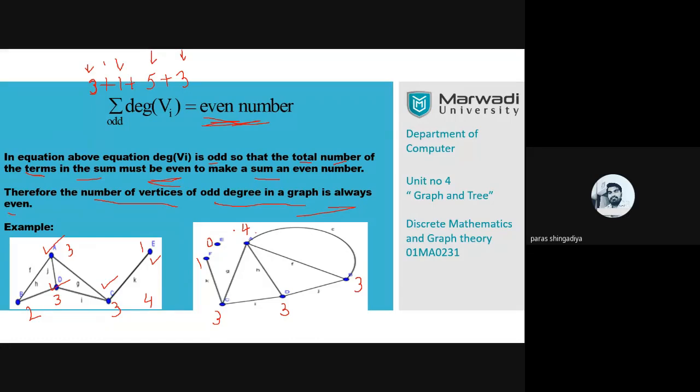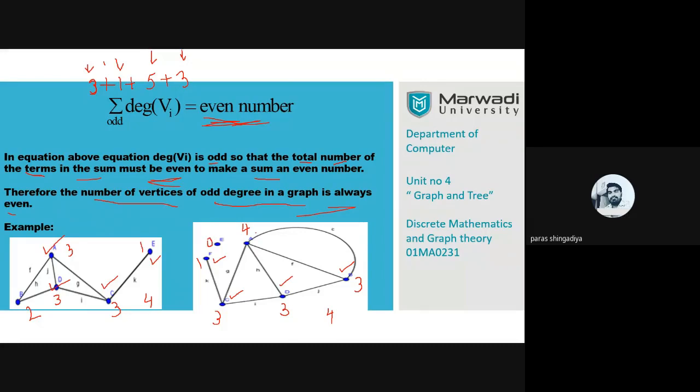Clear? So here you have to count the number of vertices whose degree is odd. So that is 4. So you have to neglect it here. That is the first vertex whose degree is odd. Second vertex degree is odd. Third vertex degree is odd. And the degree of F is 1. So there are also 4 vertices whose degree is odd. Clear? So this theorem is also valid for this graph.